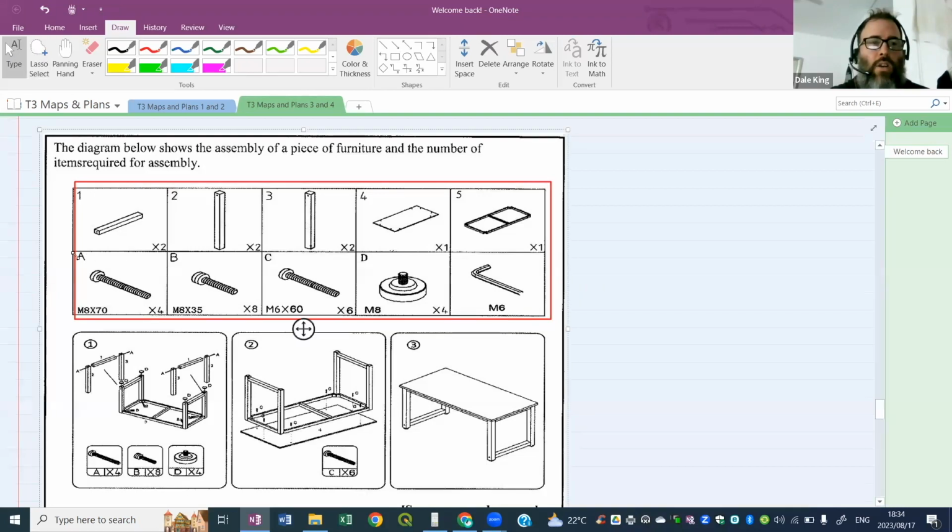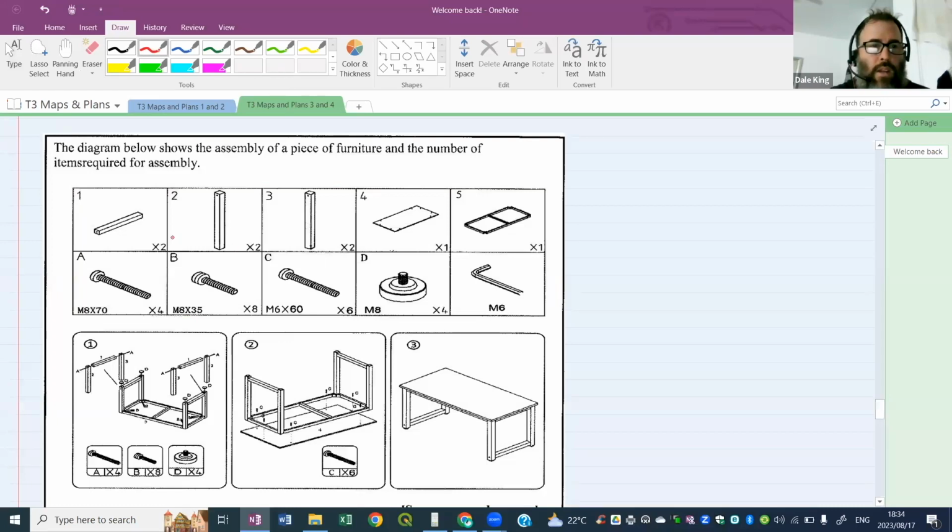So you'll see here a section that says 1, 2, 3, 4, 5, 6, 7, and then we've got A, B, C, D as well. This is the parts section of an assembly. How do we know it's the parts section? Because these are all singular items. They're not connected at all to each other. And also we have these numbers here.